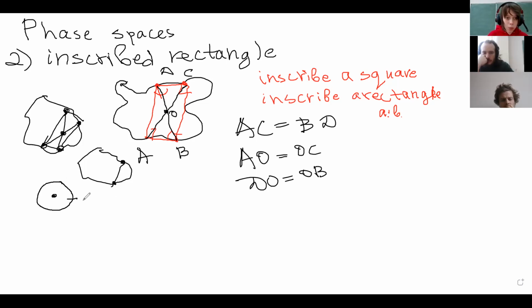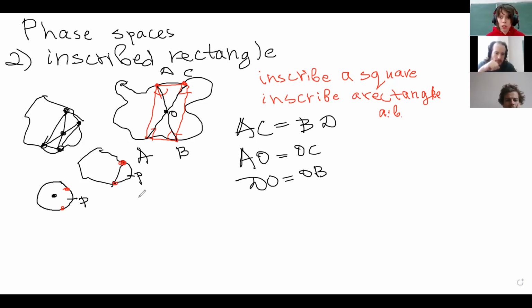So for example, point P corresponds to point P here, and then these two points correspond to these two points. So now we can work with a circle. It's easier than working with an arbitrary continuous curve.